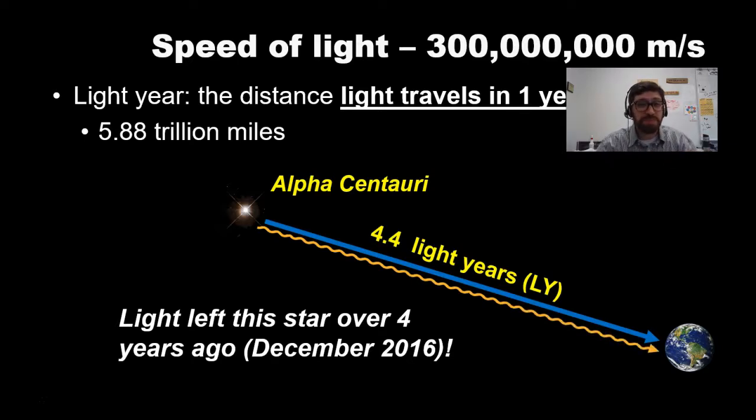That was December 2016, y'all. That's kind of crazy. Like, think about what you were doing 4 years ago. You were like, what, in the 8th grade? Light from that star left it at that time, and since then constantly has been moving at that crazy fast speed, and it's just now going to get here. That's how far away that star is, and that's the closest star to us.